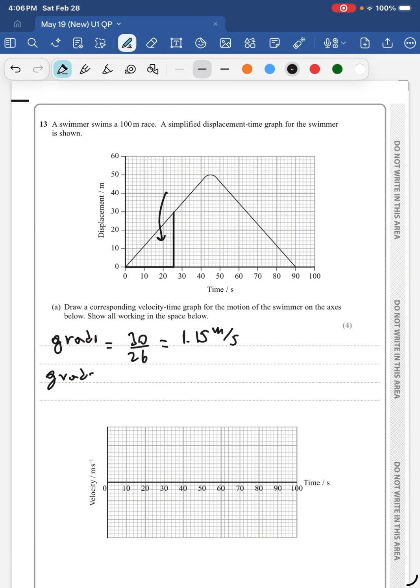And the second gradient, let's call it gradient 2. Let's take this point over there. It's going to be 30 again because it's the same, I guess. And then the time elapsed is 64 minus 90, right? Because this point over there is 64. You can check for yourselves. So if we do this calculation, I think we're going to get something very, very close, if not the same. Minus 1.15, so exactly the same. Minus 1.15 meters per second.